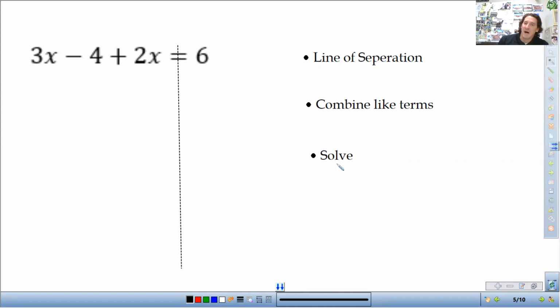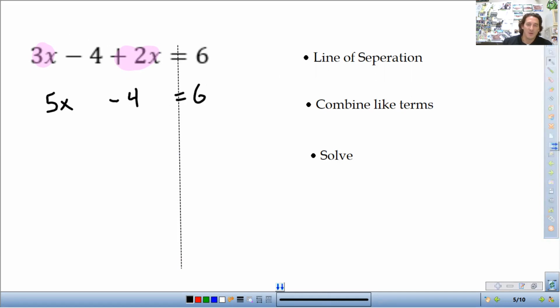It's when you get down to the bottom where you solve that you start doing the opposite, and that gets confusing for kids. So when things are on the same side of the equation, you just do exactly as it tells you: combine like terms. We have two like terms in here. The like terms are 3x and positive 2x. So when I combine those, 3x plus 2x is 5x minus 4 is equal to 6.